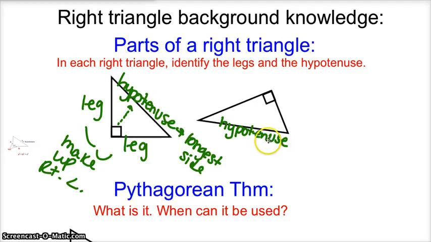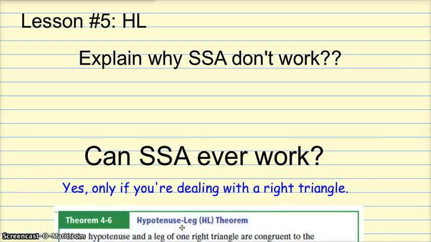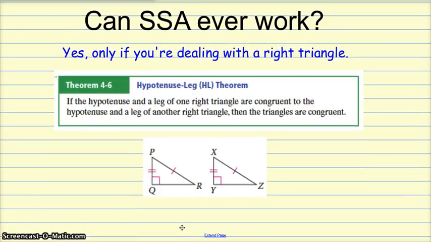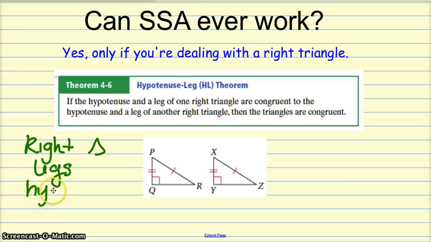What sides form the right angle? Think about the idea of included: this side here, which we call a leg, and this side here, which is called a leg as well. So this theorem says that if the hypotenuse and a leg of a right triangle are congruent to the hypotenuse and leg of another right triangle, then the triangles are congruent. So you need three pieces of information for this theorem. You need a right triangle, you need a pair of legs to be congruent, and you need the pair of hypotenuses to be congruent.